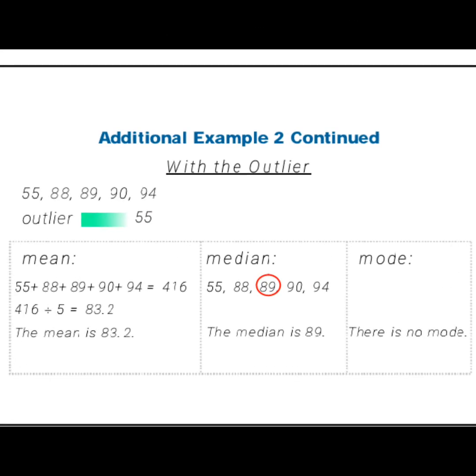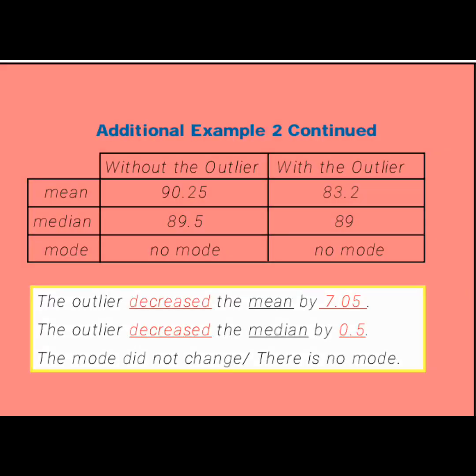Then in the next example, with outliers and without a mode, we get the mean by adding all the values of the data set and dividing by the total number of terms. The value is 83.2. After that, we get the median, which is 89. On this table, it is a comparison without outlier and with outlier. The outlier decreased the mean of 90.25 by 7.05, which turned into 83.2. Then the outlier decreased the median a little, by 0.5, which becomes 89.